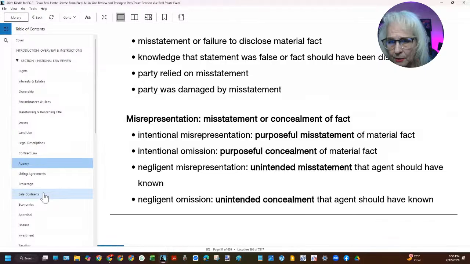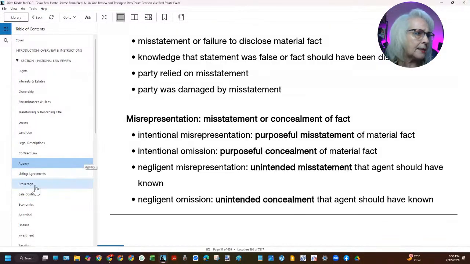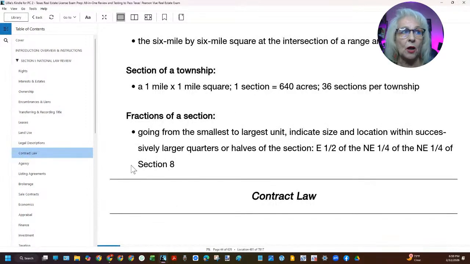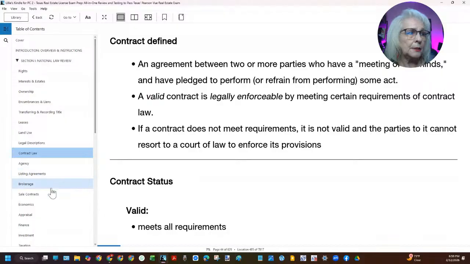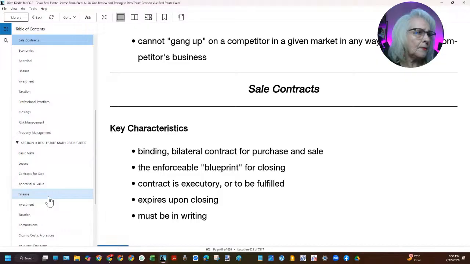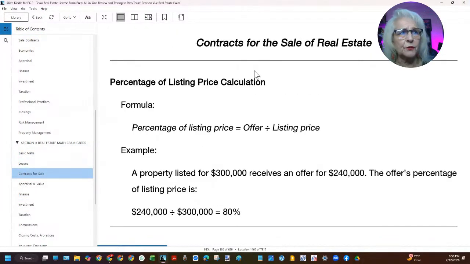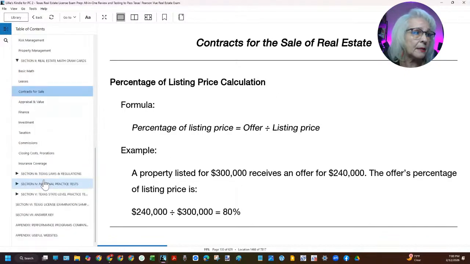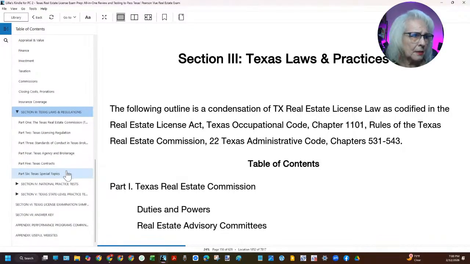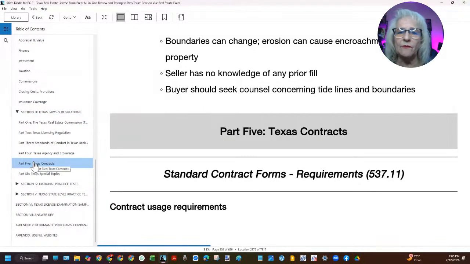And then you said math. Okay, well, we're doing math. And then contracts. So there's contract law that is national, the same for all states, right? And then there's sale contracts, the purchase and sale contract. Then you have contracts for sale. So there's more contracts. That's in the math section. And then under Texas, we have contracts, which you also have a whole section that deals with contracts for your state.